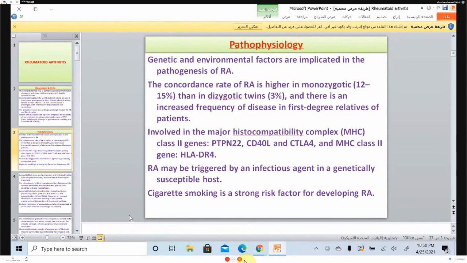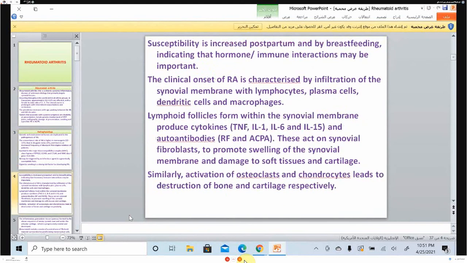Rheumatoid arthritis may be triggered by an infectious agent in a genetically susceptible host. Cigarette smoking is a strong risk factor for the development of rheumatoid arthritis. Susceptibility is increased in the postpartum period and by breastfeeding, indicating that hormone-immune interaction may be important.